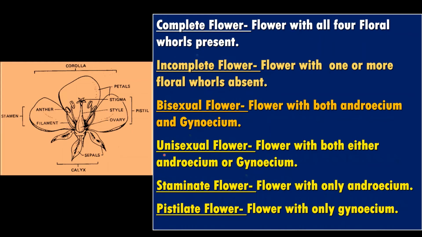In some flowers, such as cycas, papaya, the flower may show either androecium or gynoecium. Such a flower is called unisexual flower. Accordingly, in male flower, androecium is present but gynoecium is absent. These flowers are also called staminate flowers. In female flower, gynoecium is present but androecium is absent. Such flowers are also called pistillate flower.